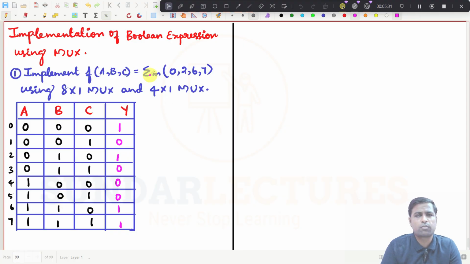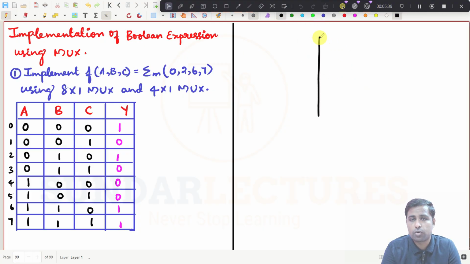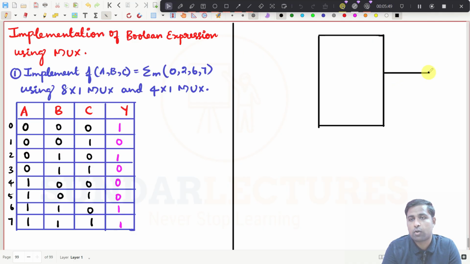So what is this one now? You need to implement this with an 8 cross 1 mux now. So how is an 8 cross 1 mux now? It will be like this, right? So you will have a multiplexer. That means one output is there. 8 cross 1 means one output will be there and 8 inputs will be there, right?